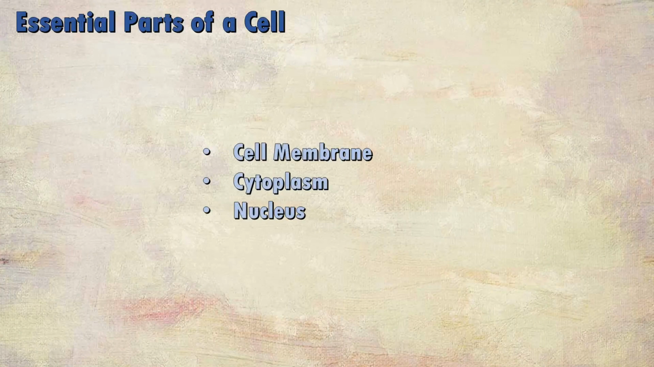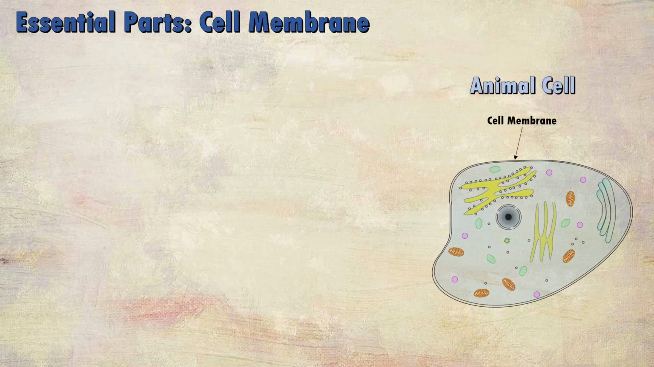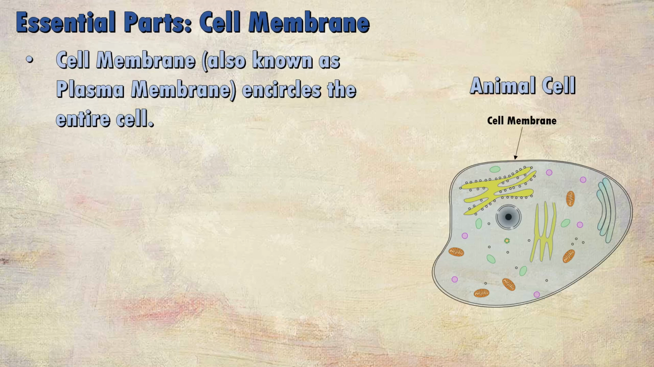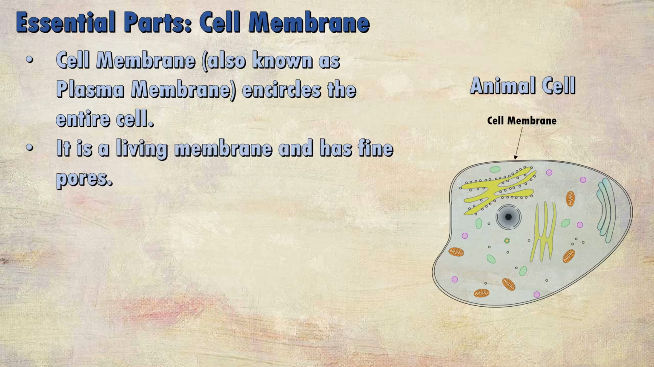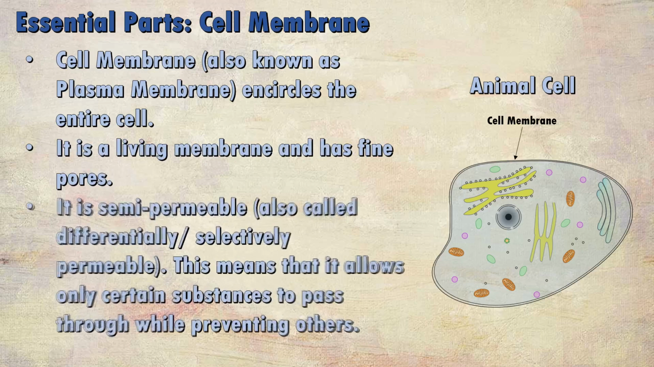We'll now understand the essential parts of a cell, which are the cell membrane, the cytoplasm, and the nucleus. Now let's begin with the cell membrane. Cell membrane, also known as plasma membrane, encircles the entire cell. It is a living membrane and has fine pores. It is semi-permeable, also called differentially or selectively permeable. This means that it allows only certain substances to pass through while preventing others.